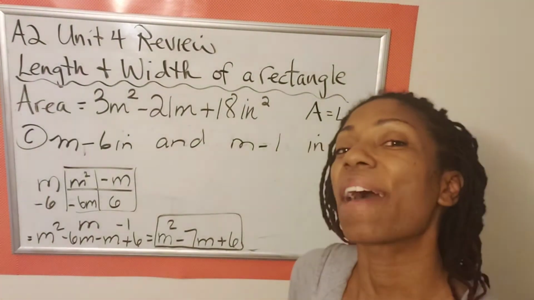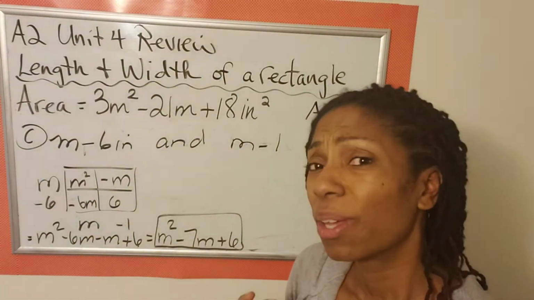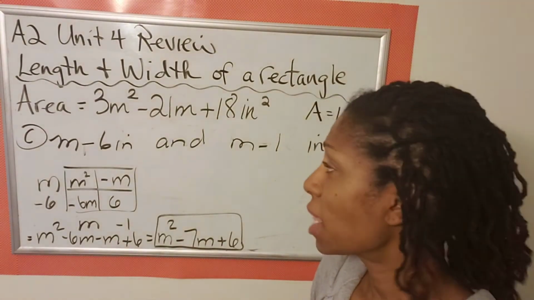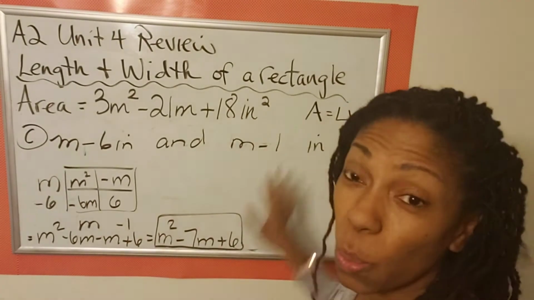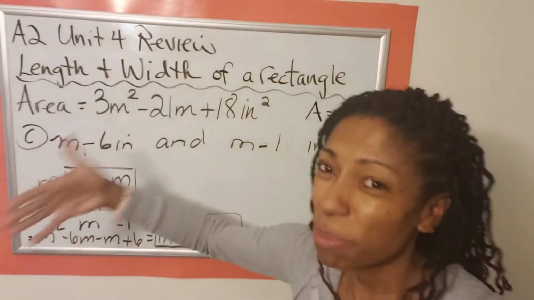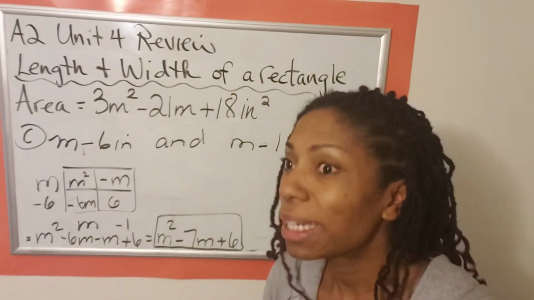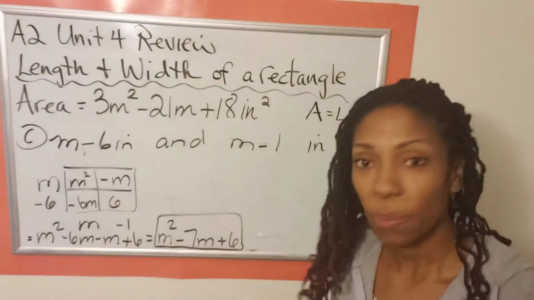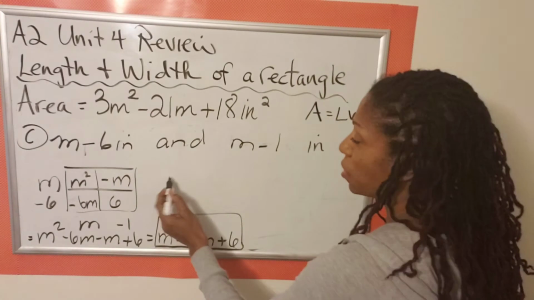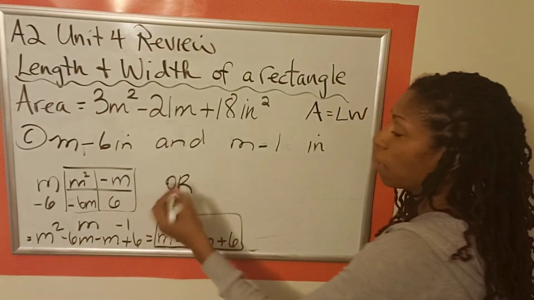And if you were savvy, you could have noticed from the beginning that there's no way I'm going to multiply m minus 6 by m minus 1 and get 3m squared as my leading term. You know what I'm saying? But let me show you anyway how you would do it if you didn't want to use the area model.